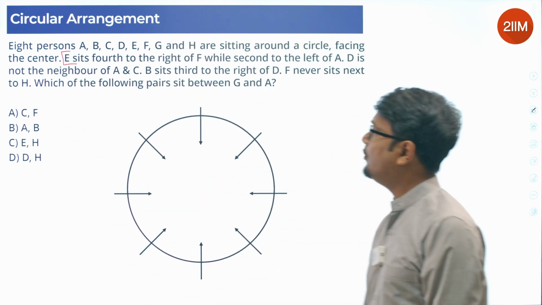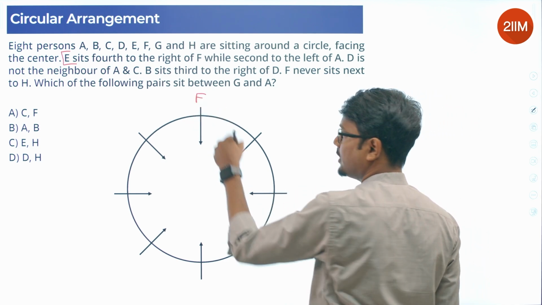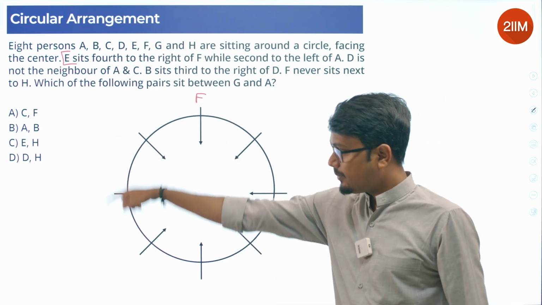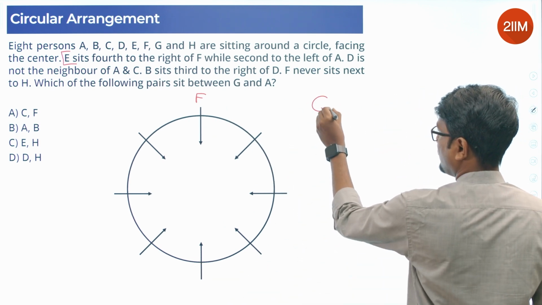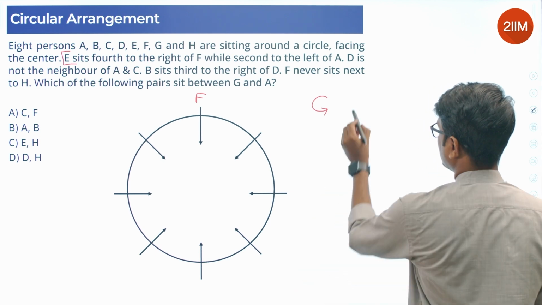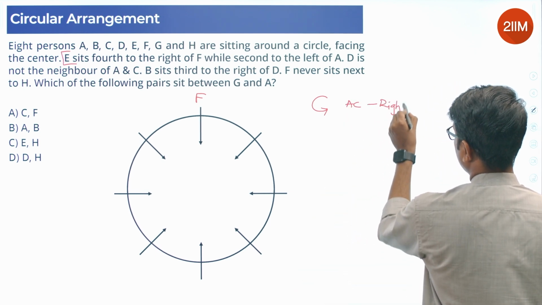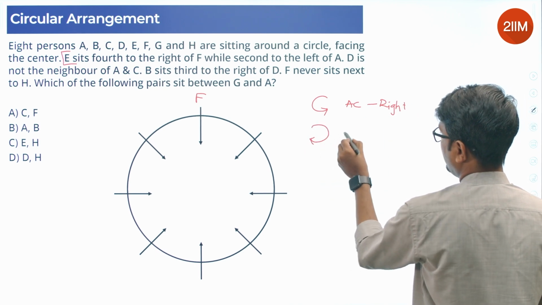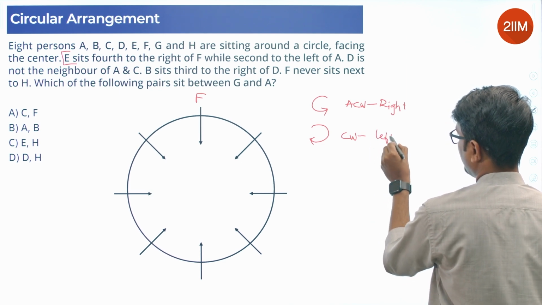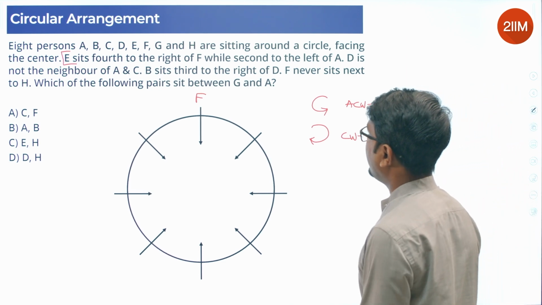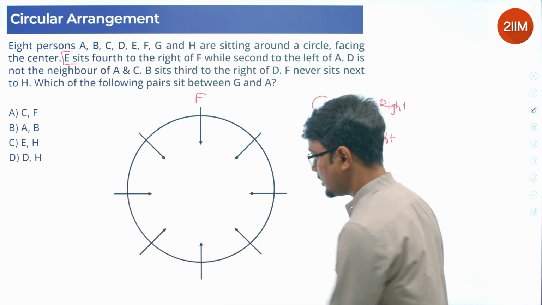E sits fourth to the right of F. So let me fix F here. They are facing towards the center, no? So this way would be right, this way would be left. Technically, anti-clockwise would be right, and clockwise would be left. We'll think like this. Now F's fourth right, 1, 2, 3, 4. This should be E.